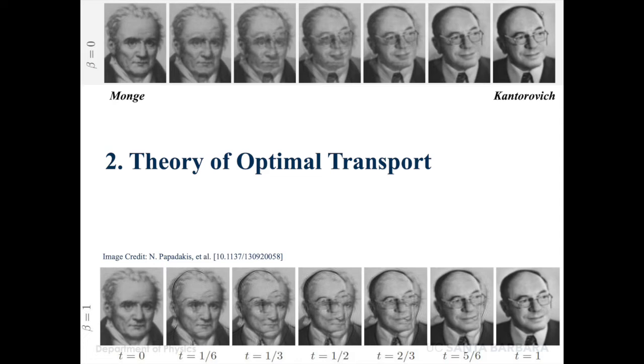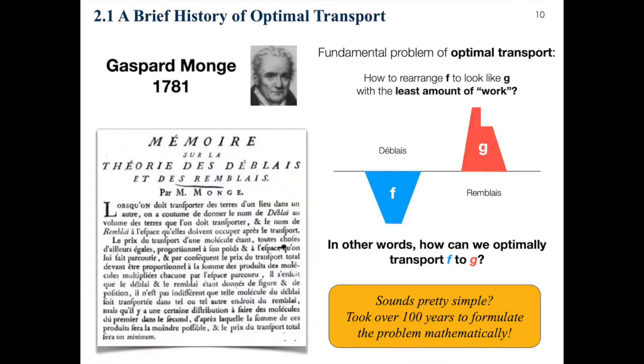Nice. So let's dive into the math. So what you see here is two different ways to transform the image of the two founders of the field into each other. So the top and bottom rows are different ways to transform them. And Monge, so this older person, well, I mean, he's from further back in the history. So he is a French mathematician in the 18th century.